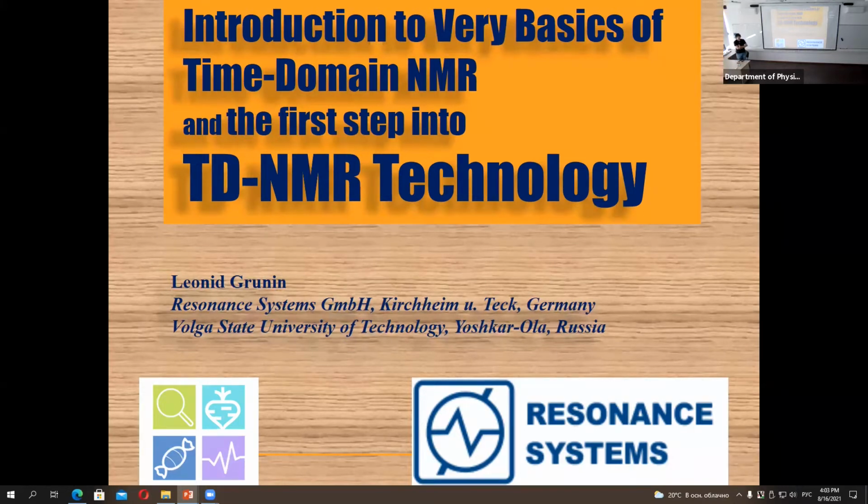I graduated from this university in Yoshkar-Ola in 1995 and made my PhD in physical chemistry in 1998. For that PhD, I had to build my own instrument of magnetic resonance. We call these instruments relaxometers. This is not really a spectrometer. This is a relaxometer because the main target is to observe the relaxation, not the spectral resolution.